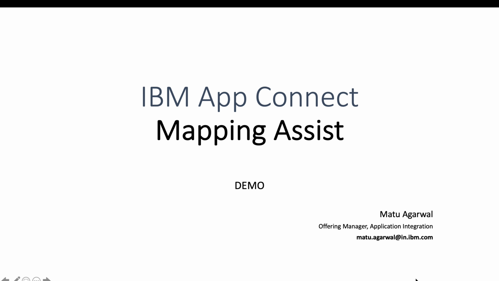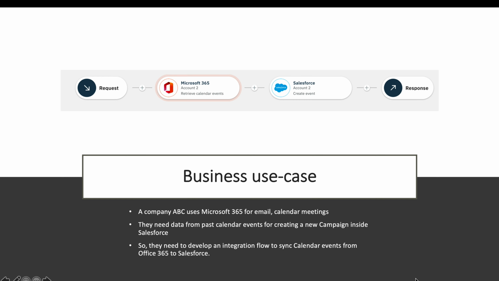Today in this demo, I will show you a new AI powered feature in App Connect, which we call Mapping Assist. So first let's take a look at the business use case.